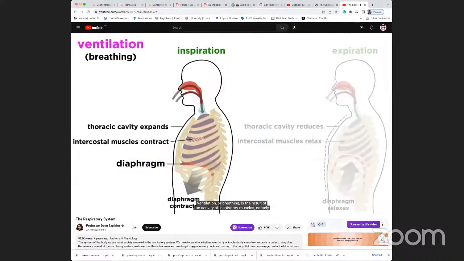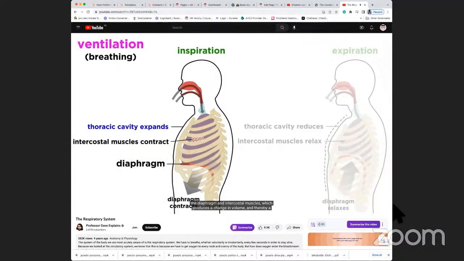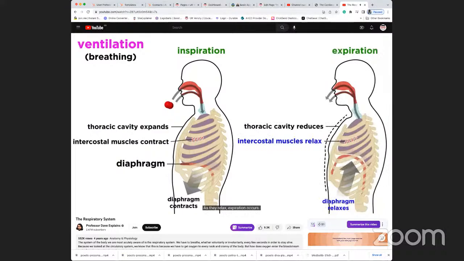Ventilation, or breathing, is the result of the activity of inspiratory muscles, namely the diaphragm and intercostal muscles, which produces a change in volume and thereby a change in pressure, allowing air to enter along the pressure gradient. As they relax, expiration occurs.